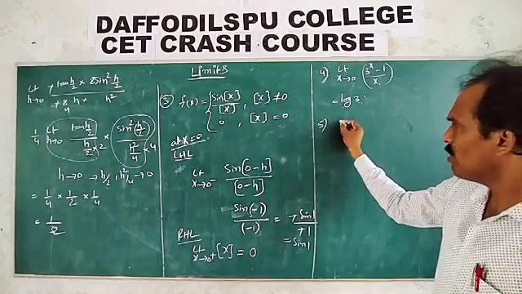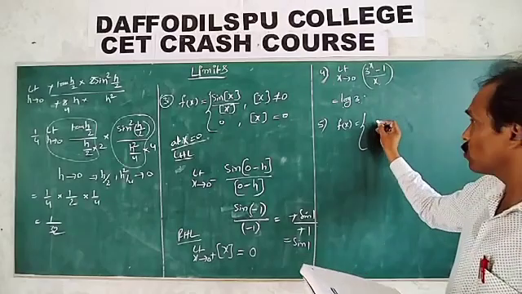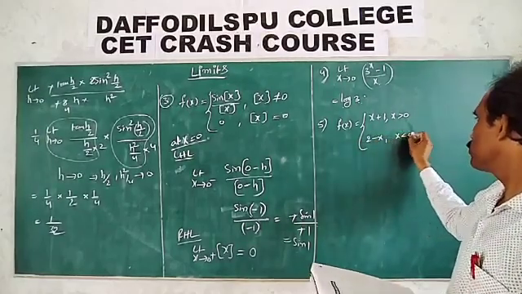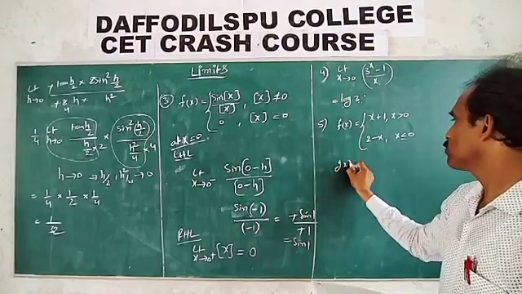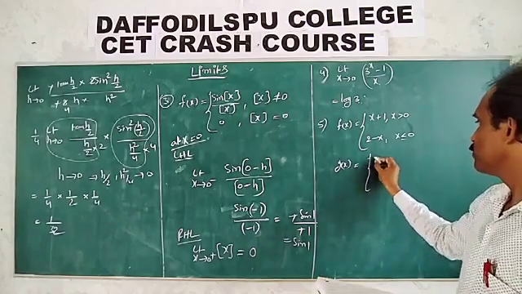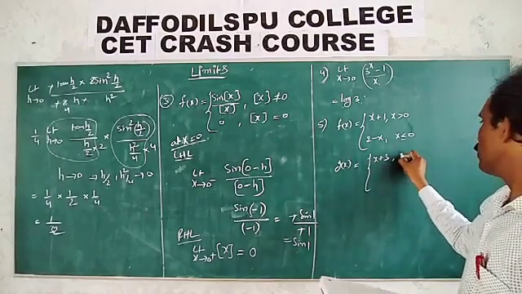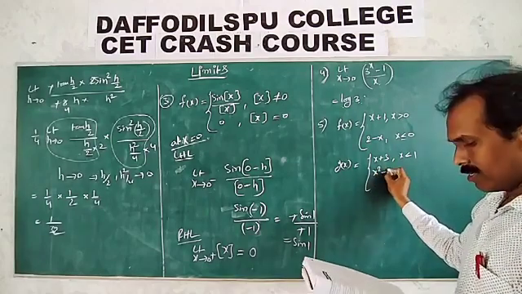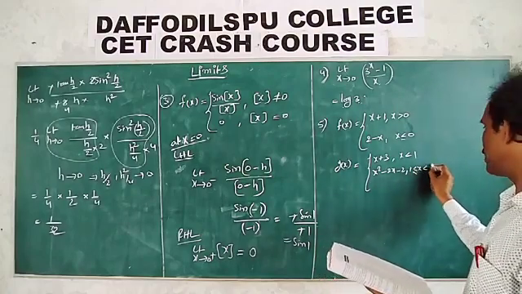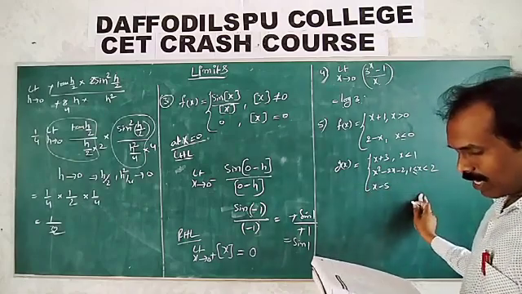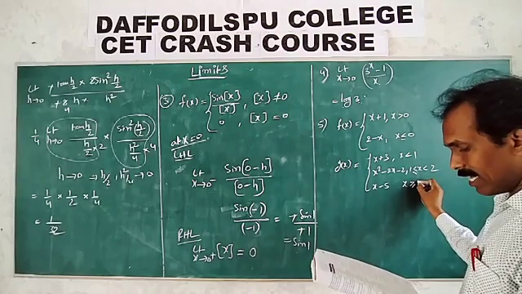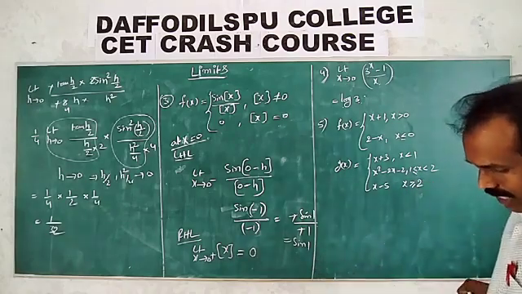Fifth question. f of x is equal to x plus 1 for x greater than 0, and 2 minus x for x less than or equal to 0. g of x is equal to x plus 3 for x less than 1, x square minus 2x minus 2 for 1 less than or equal to x less than 2, and x minus 5 for x greater than 2.